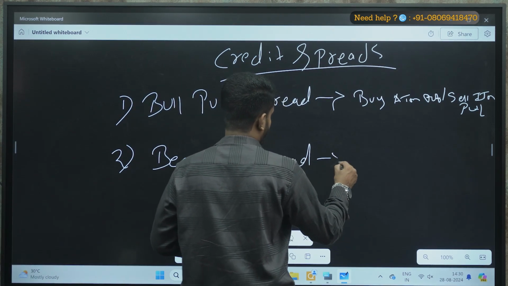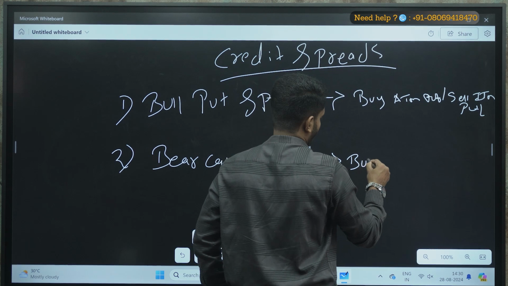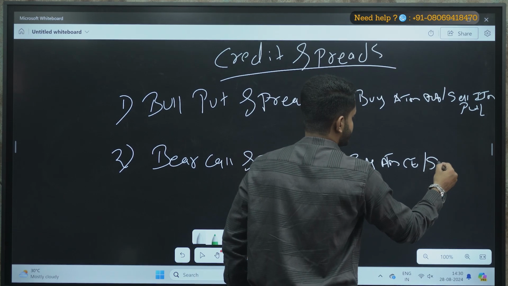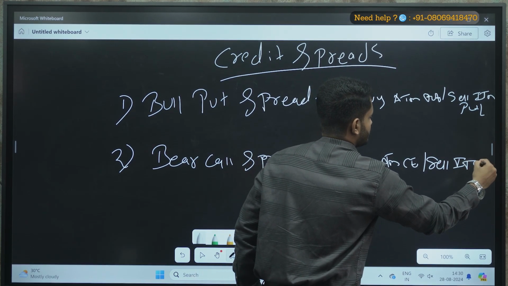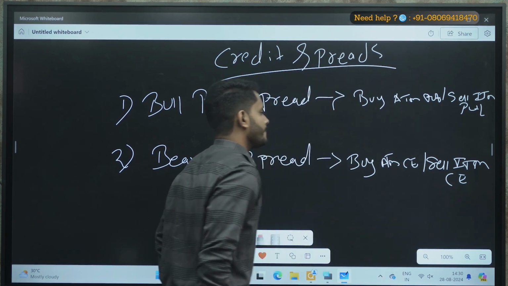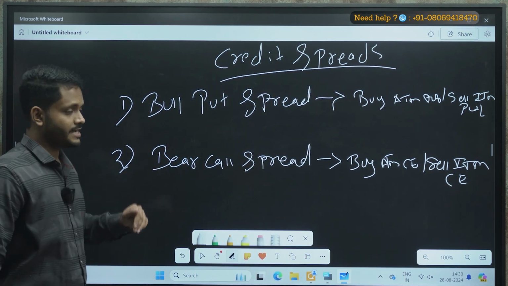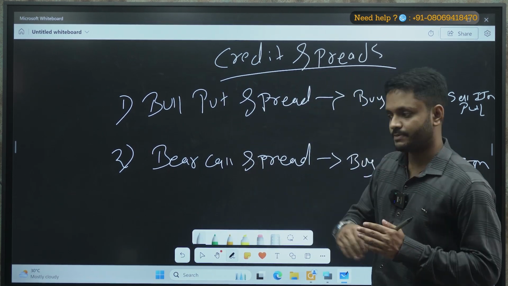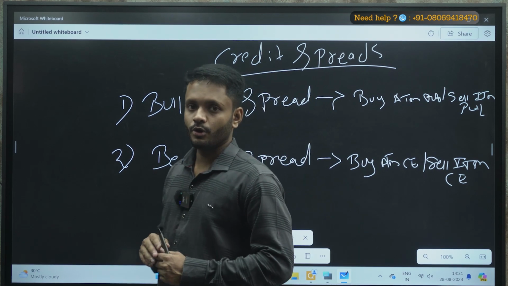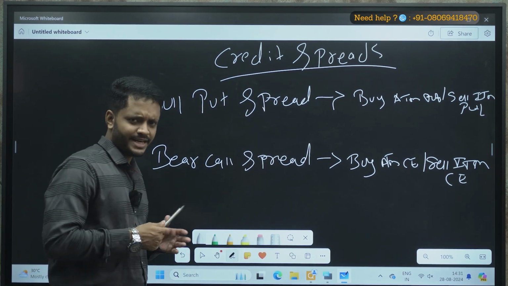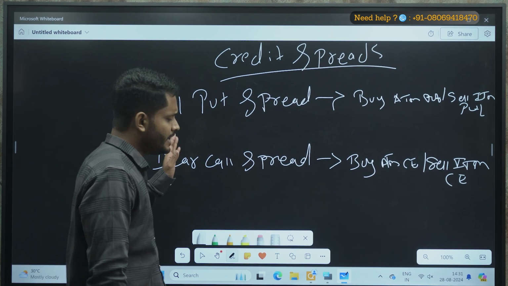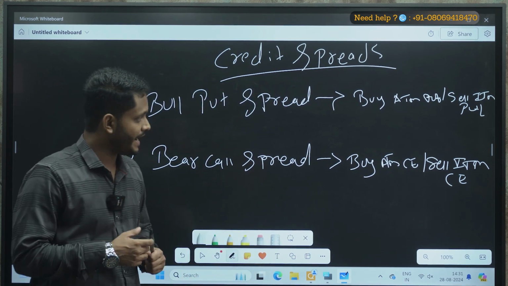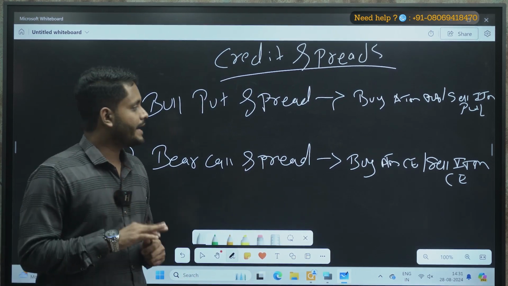So in bear call spread, we will buy ATM call and sell ITM call. Okay, so in this case, if you are far away from the expiry and you are bearish, go with a bear put spread, that is buy ATM, sell OTM. But if you are near to the expiry, let's say less than 15 days are left, instead of a bear put spread, go with a bear call spread, that is buy ATM call option to hedge, and sell a deep ITM call option.